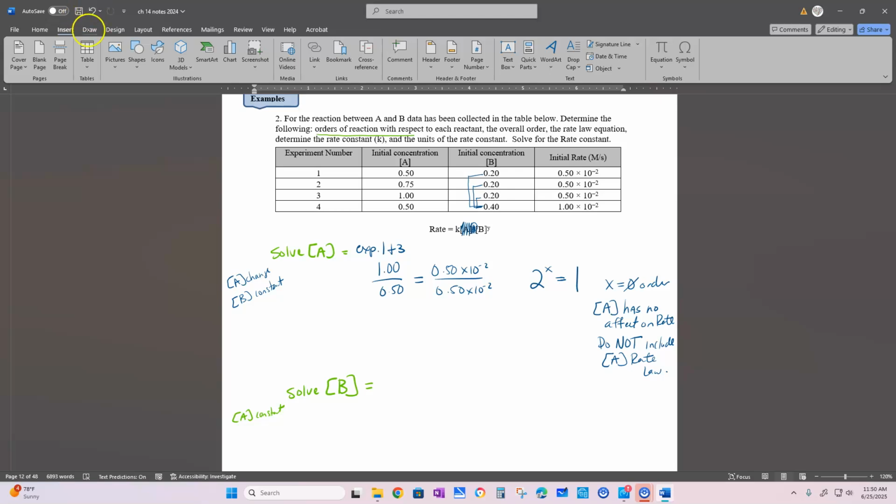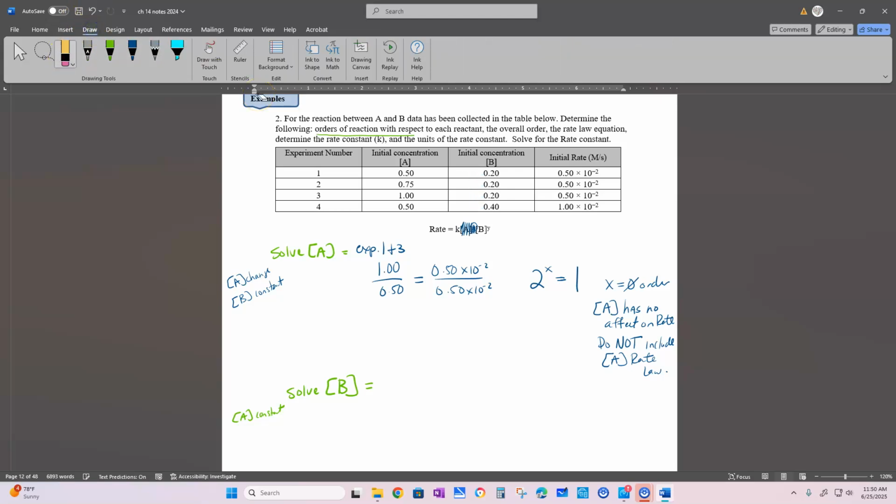Let me back up. Okay, so if I want these two to change, I cannot choose 4 and 3 because A and B both change. So that one's a no-go. Between 4 and 2, nope, can't choose that one because A changed. So that means I have to choose 1 and 4. A is constant as B changes, and then rate actually did change. That means B is going to be in our rate law.